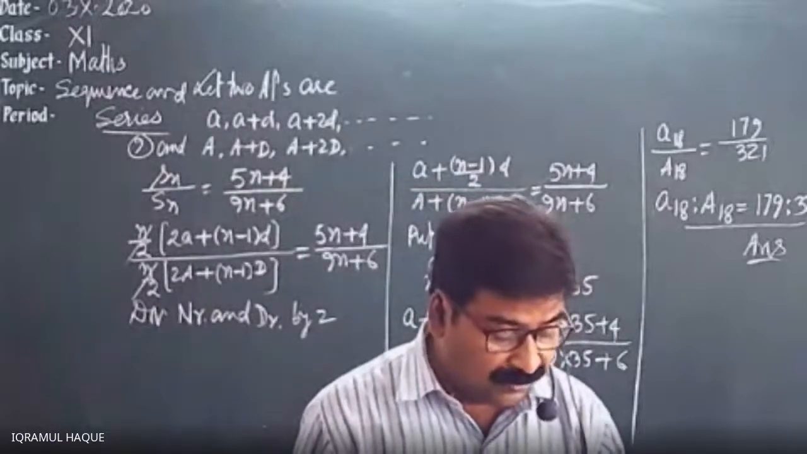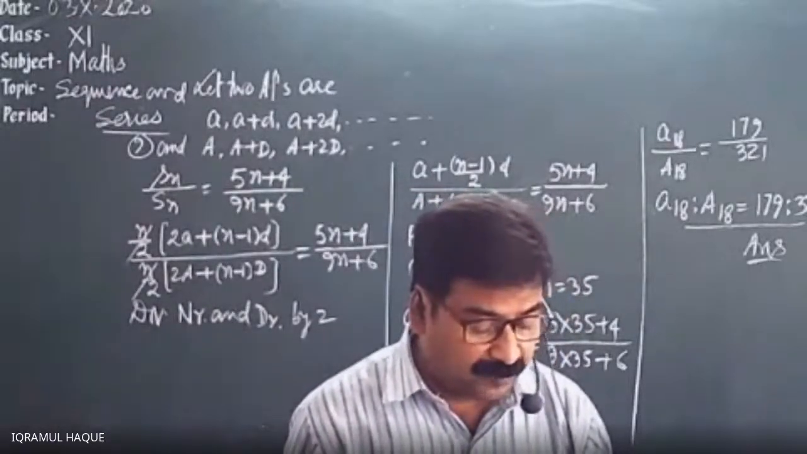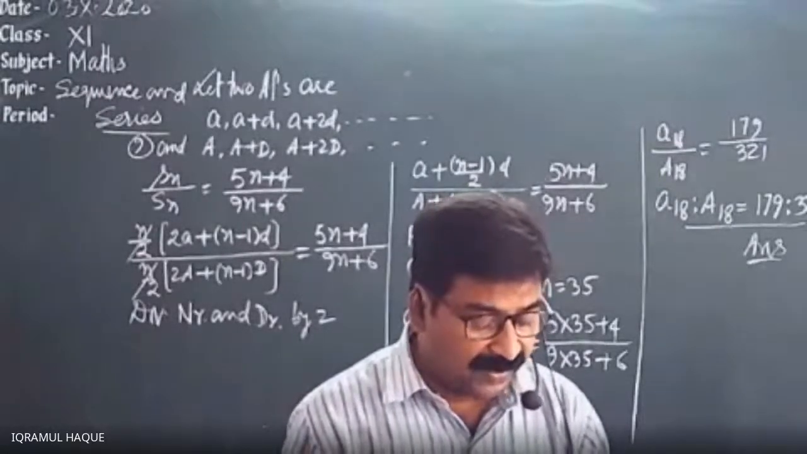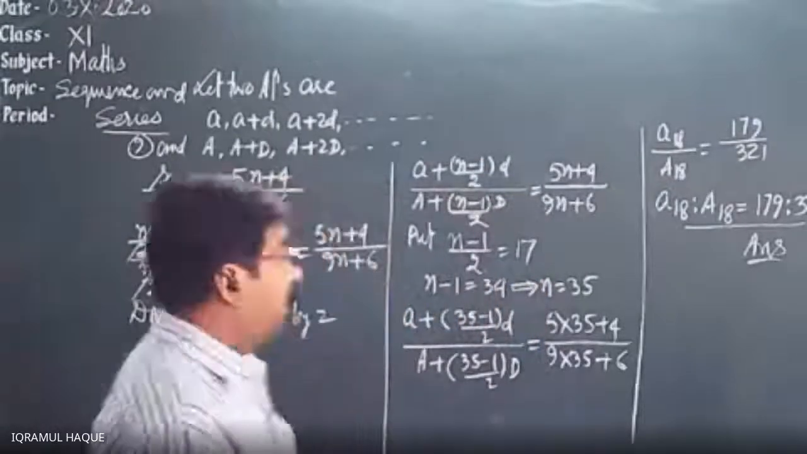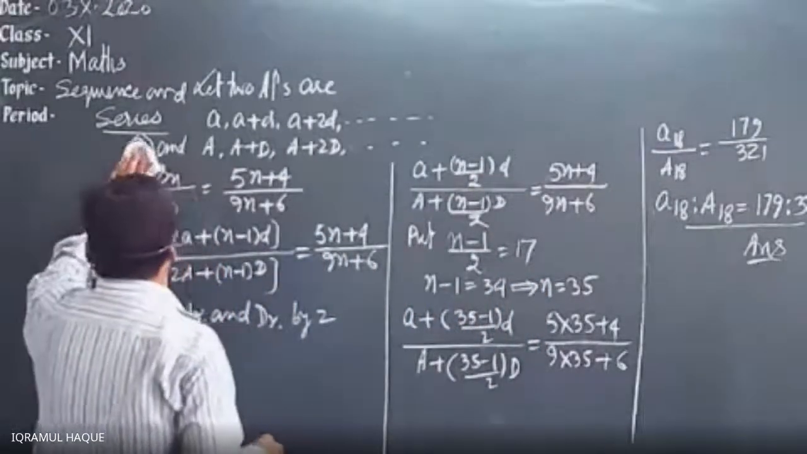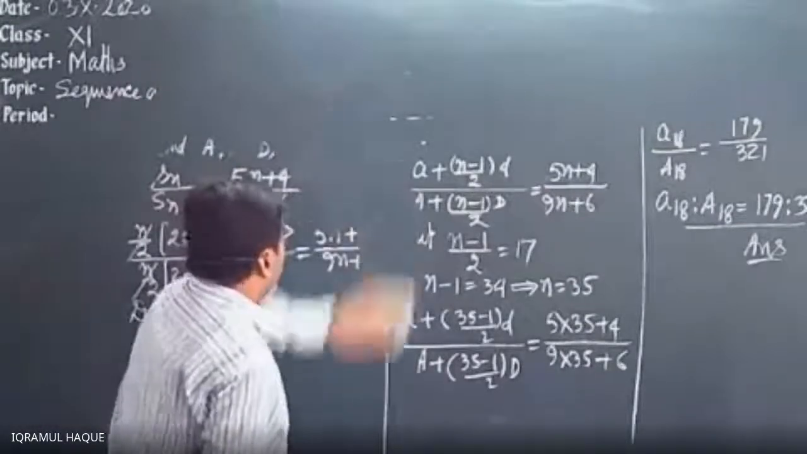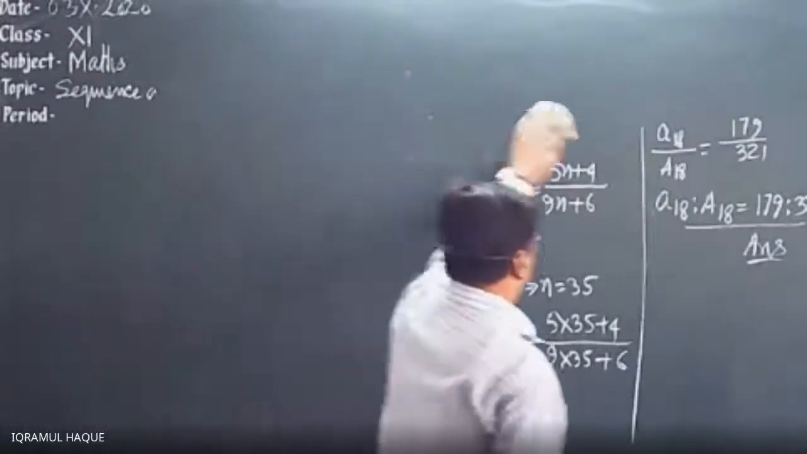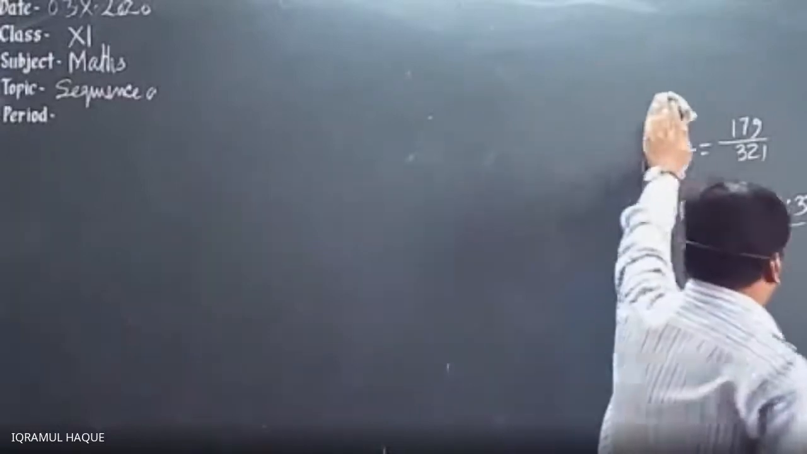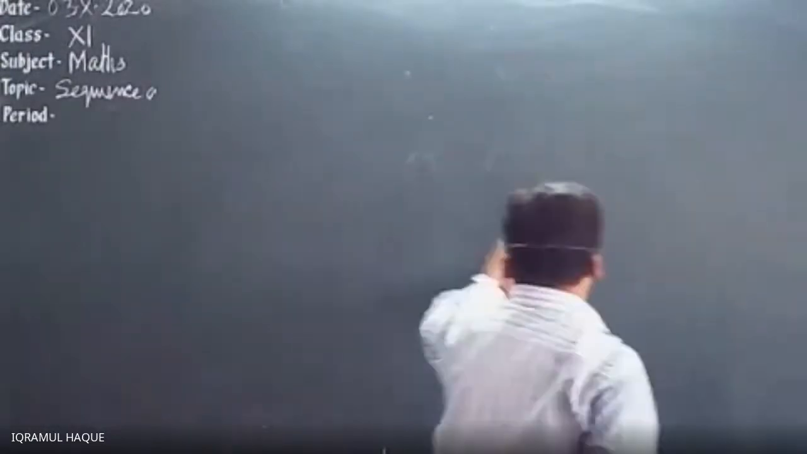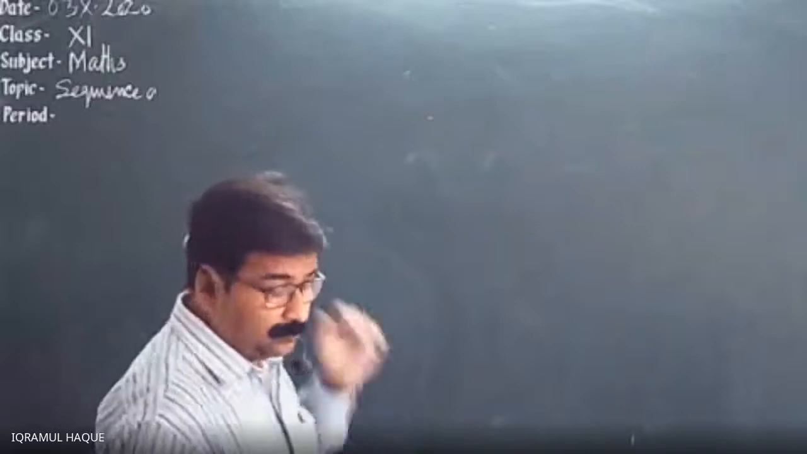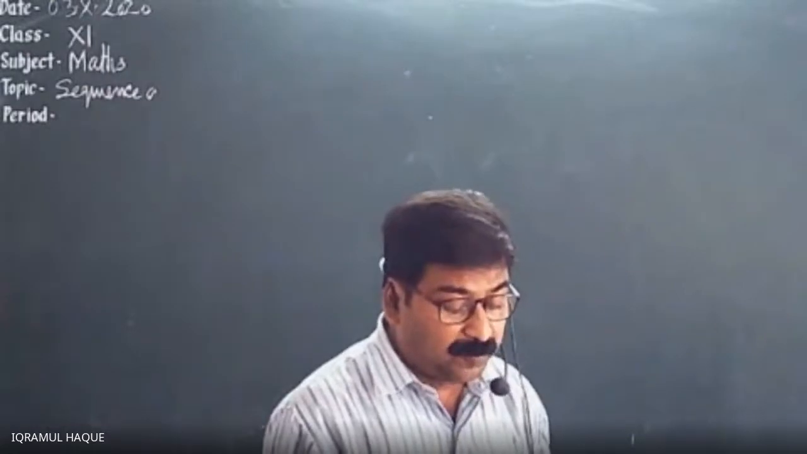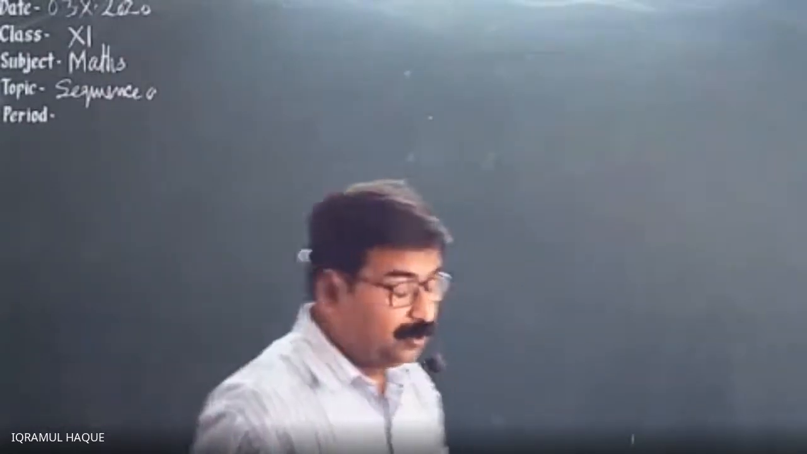Let's see question number 10. The sum of first p terms of an AP is equal to the sum of first q terms. Find the sum of first p plus q terms. It is again an easy question. Question is, sum of first p terms of an AP is equal to sum of first q terms.